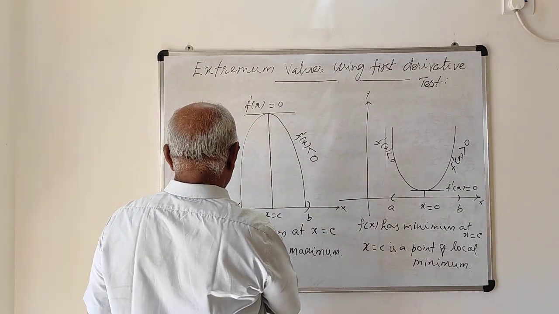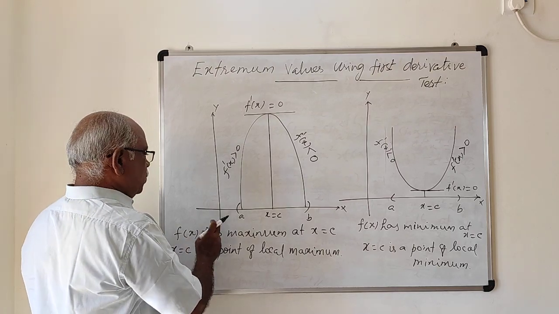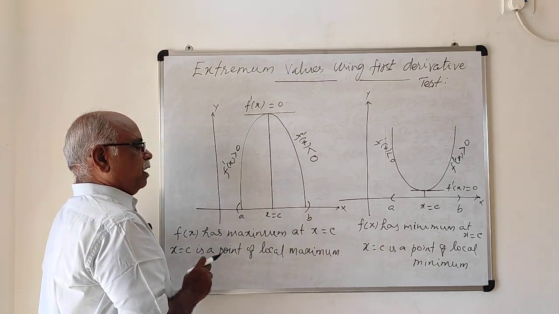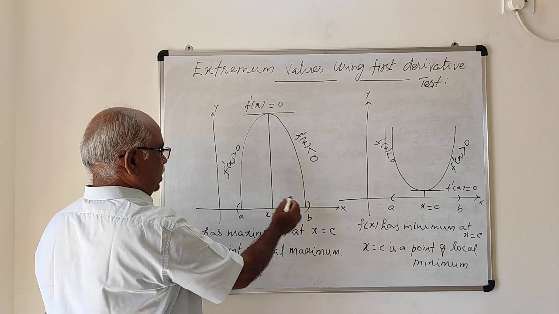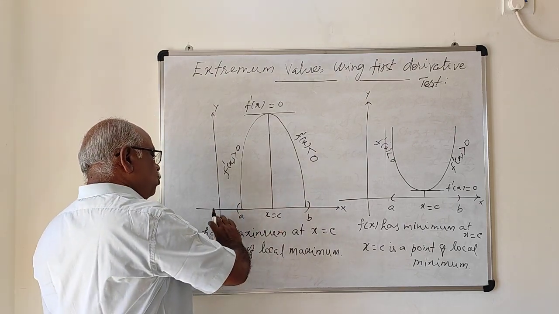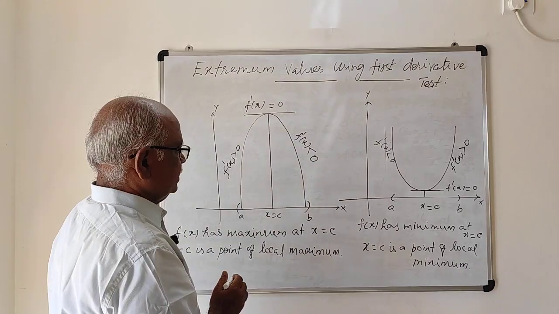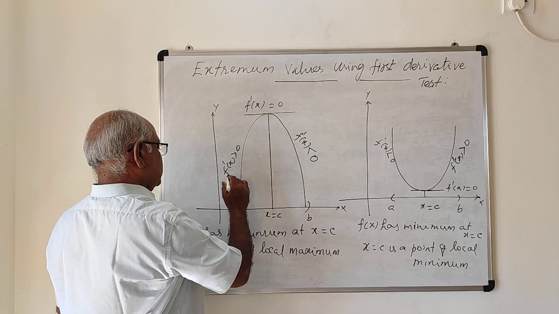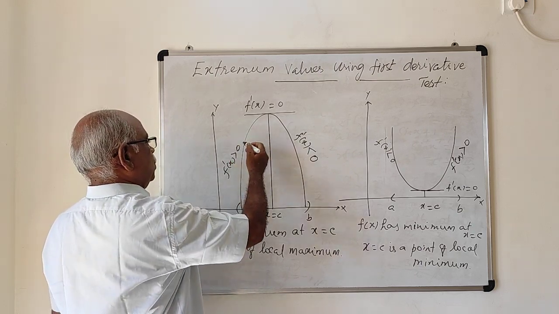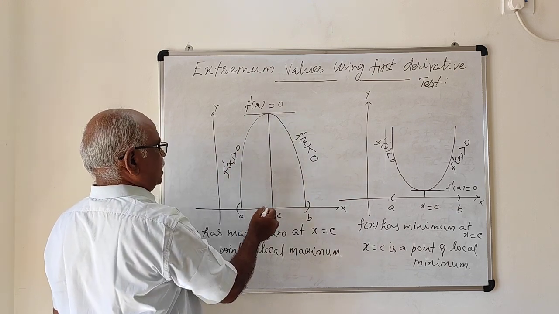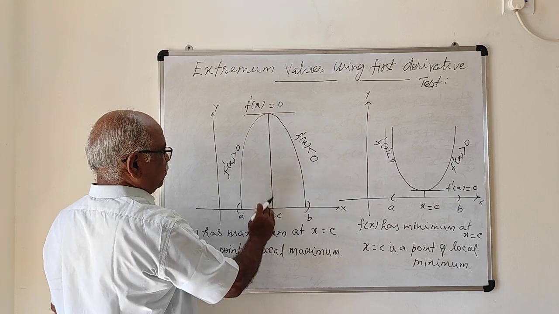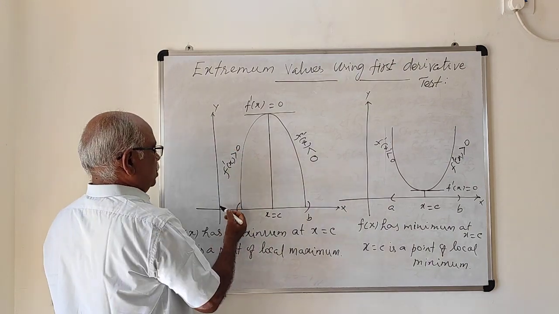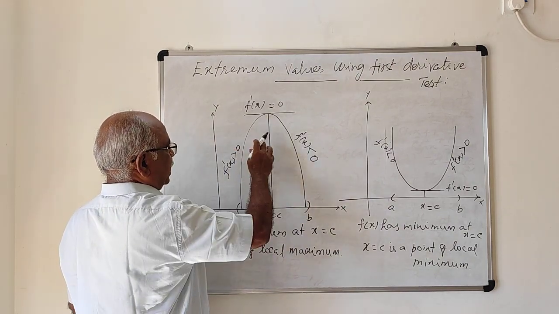If f of x is a given function, continuous and defined on an interval a comma b, we can find one point at x equal to c in this interval. If you move from left to right on the x-axis towards x equal to c, the first derivative of the function, f dash of x, is positive up to x equal to c, and then f dash of x is negative after x equal to c. When we move from left to right, f dash of x is positive from a to c and negative from c to b.